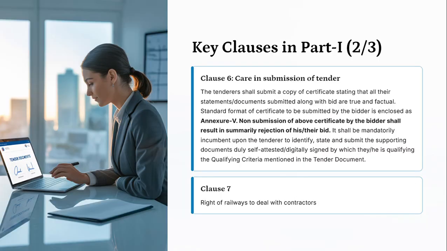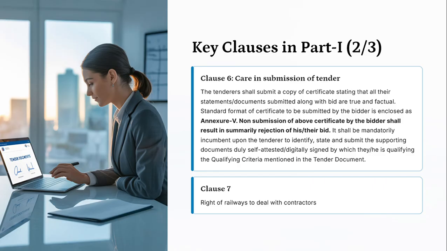Another clause, 6, care in submission of tender. The tenderer shall submit a copy of a certificate stating that all their statements and documents submitted along with the bid are true and factual. The standard format of the certificate to be submitted by the bidder is enclosed as Annexure 5. Non-submission of the certificate by the bidder shall result in summary rejection of their bid. The annexure is now available on the IREPS itself, and each and every tenderer who is filling the form already submits this online. It is not required to submit separately as an affidavit.